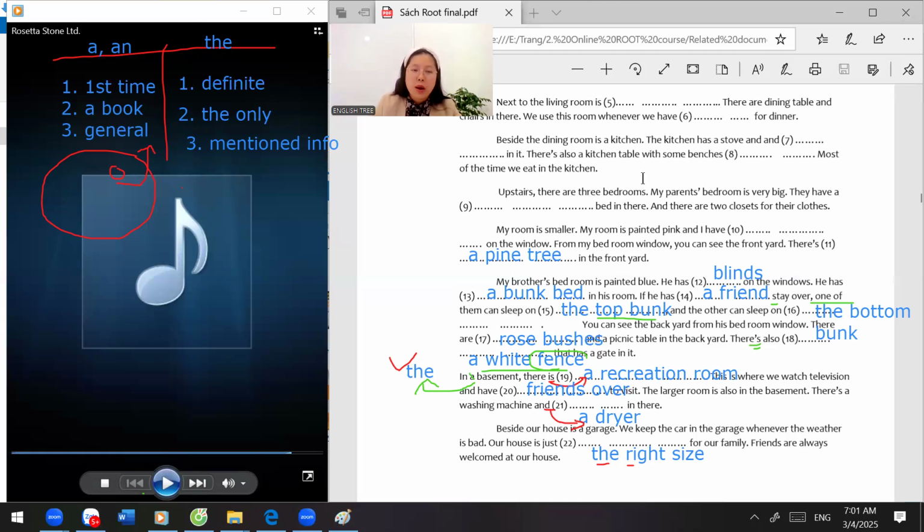Okay, so I hope that this will help you to use articles and nouns in the right way.